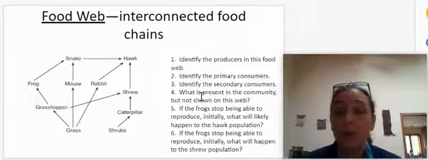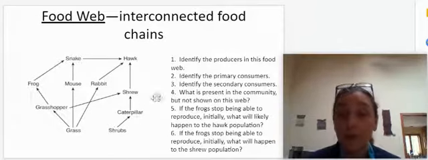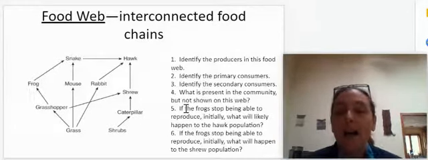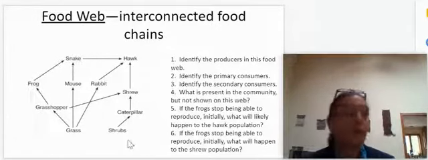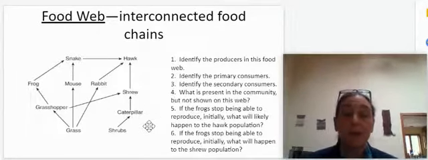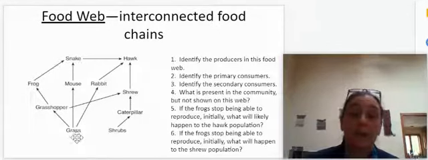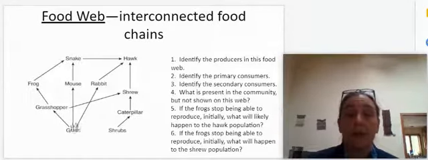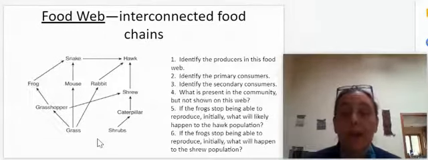First question, identify the producers in this food web. Well, we just did, right? They're the ones that have the arrows moving away from them. So the grass and the shrubs are the producers. Two, identify the primary consumers. Now, primary means first, and a lot of people get really confused because they think primary, that's the producers. We're talking about the primary consumers. These are the first eaters. So the primary consumer in this chain would be a caterpillar. The primary consumer in this chain could be a grasshopper. It could be a mouse. It could be a rabbit, right?